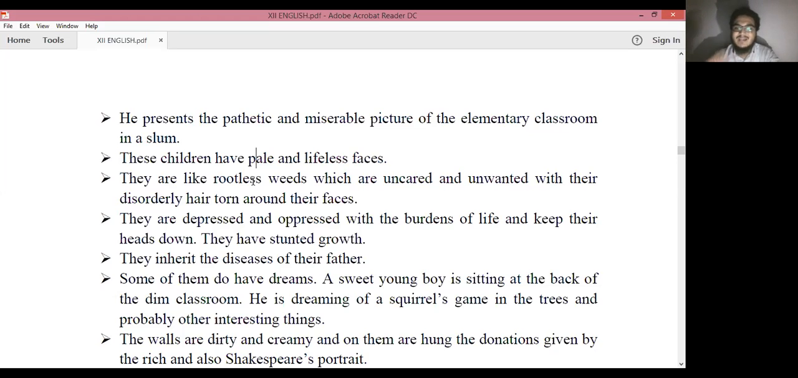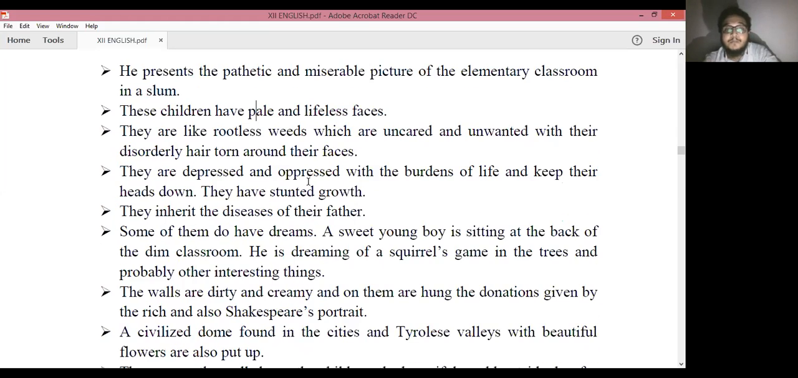So next line. They are depressed and oppressed with the burden of life. They are depressed, oppressed. Referring to whom? The tall girl and other students. Here the connection is that they are depressed and oppressed with the burden of life. The life system made it a burden, making them feel that for the next day, survival, how is survival possible?